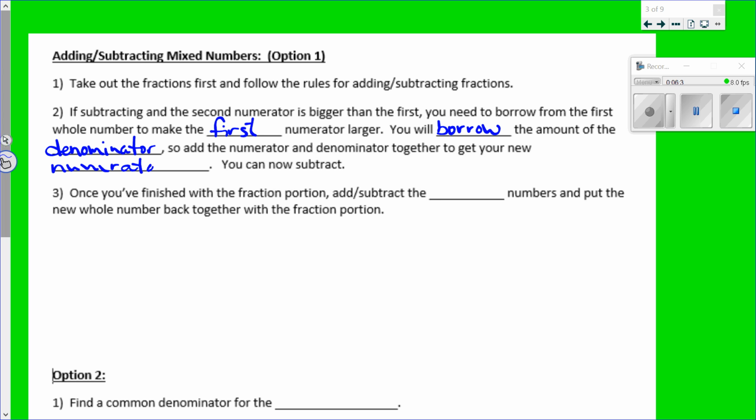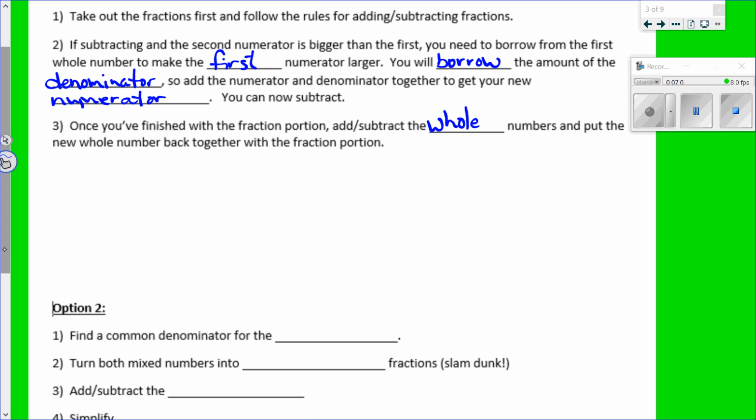And we're going to talk a whole lot more about this in a minute. So for right now, just write it down. Once I have done that, now I can actually do the subtraction. Once I've finished with the fraction portion, then you're going to add or subtract the whole numbers. And then I'm going to put the new whole number back together with the fraction portion that we got from the fraction division, subtraction or addition. Okay? So what does this look like? Because this is going to help us understand this a little bit more.